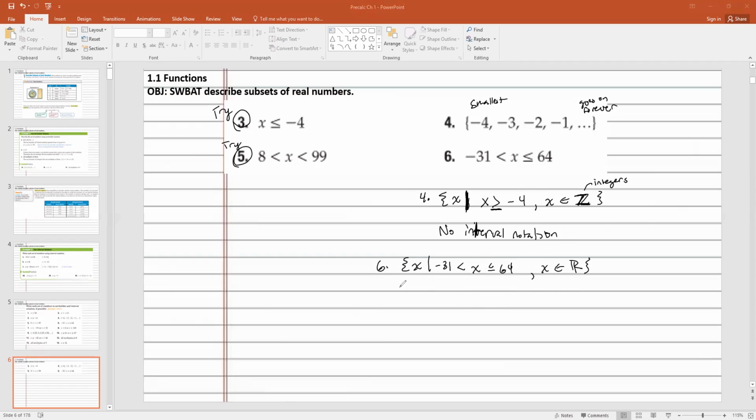And then here we have interval notation. So the smallest number is negative 31. The biggest number is 64. So negative 31, comma, 64. Now notice here we have just a less than, so there's no or equal to, so that's going to be parentheses. Here you have the or equal to. So we put a bracket on that side. And that's it.